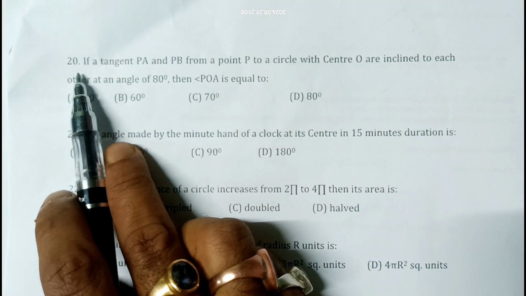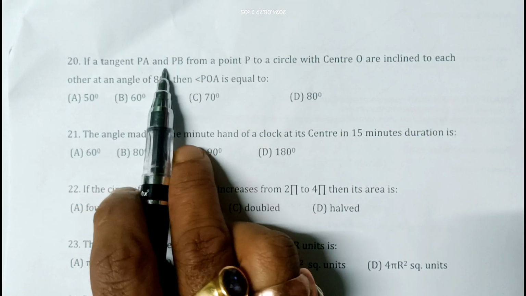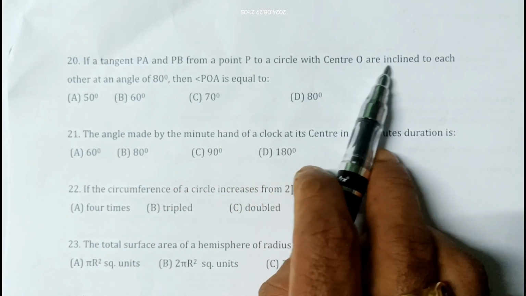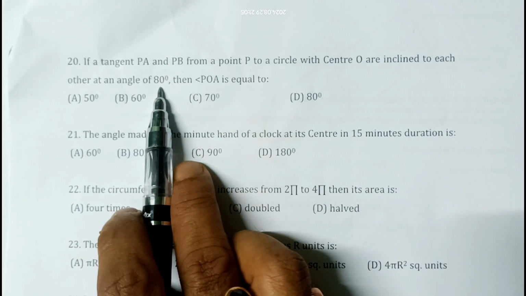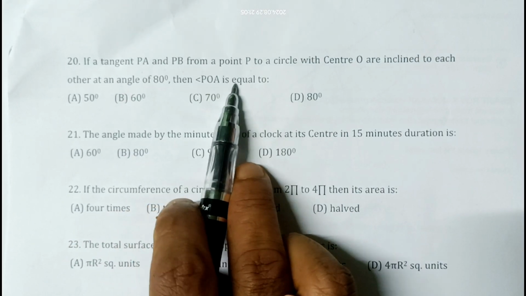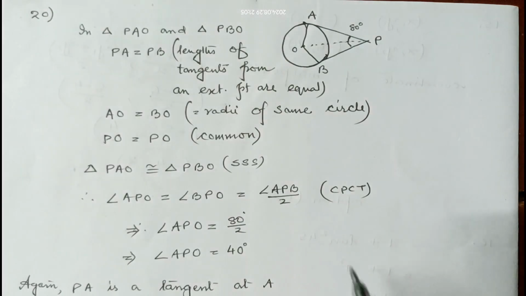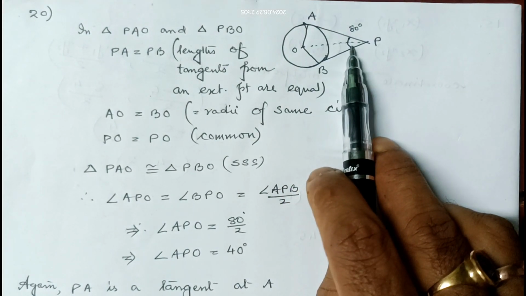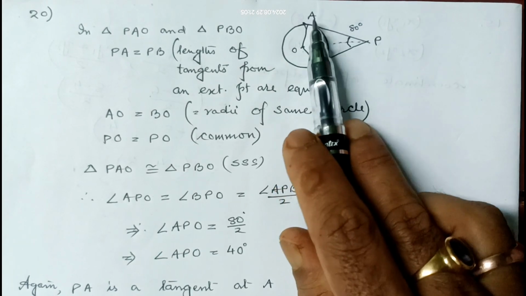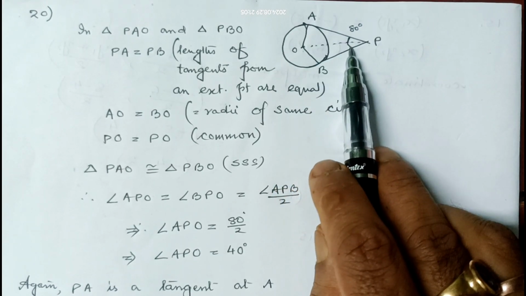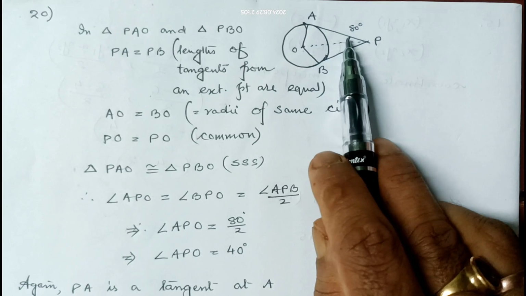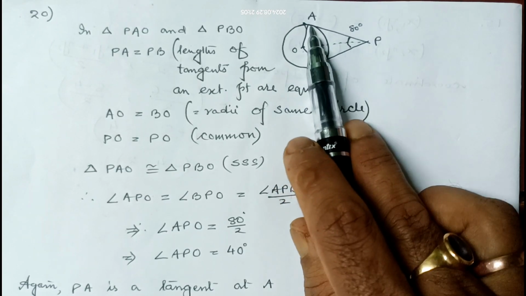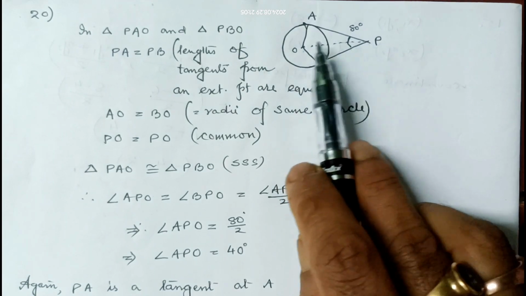In question number 20, it is given that if tangents PA and PB from a point P to a circle with center O are inclined to each other at an angle of 80 degrees, then angle POA is equal to, here we have to calculate. Here PA and PB are two tangents which are inclined at an angle of 80 degrees. Then we have to find POA. Since it is 80 degrees, this will be half of 80, so this will become 40. This angle will be 90. So by using the angle sum property, we can find angle POA.